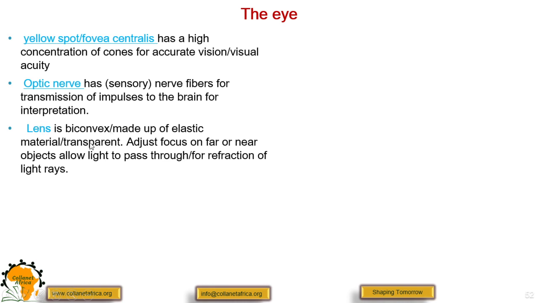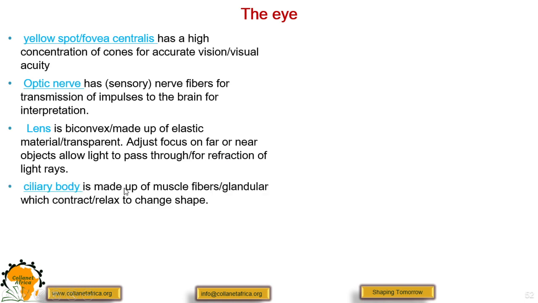The lens is biconvex and is made up of elastic or flexible material, and it is also transparent. It can adjust focus on far or near objects to allow light to pass through for refraction of light rays.